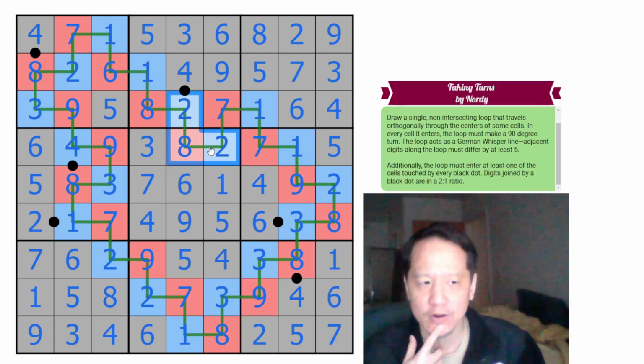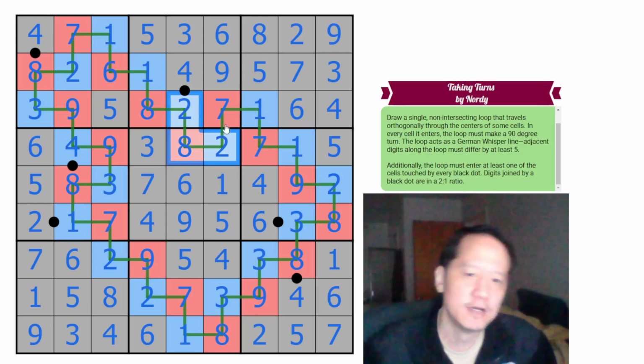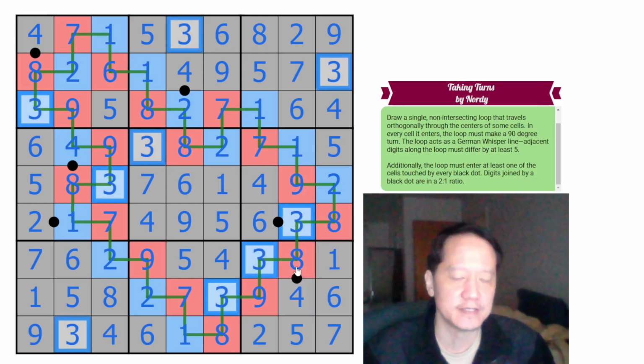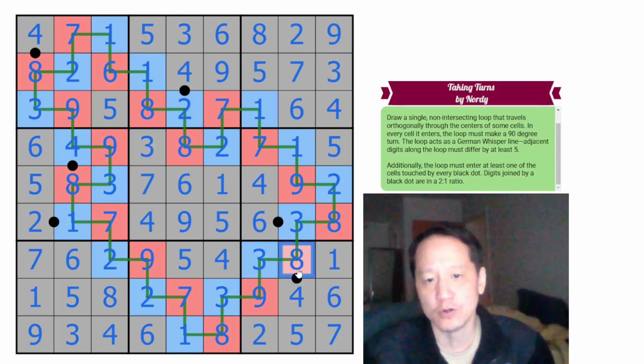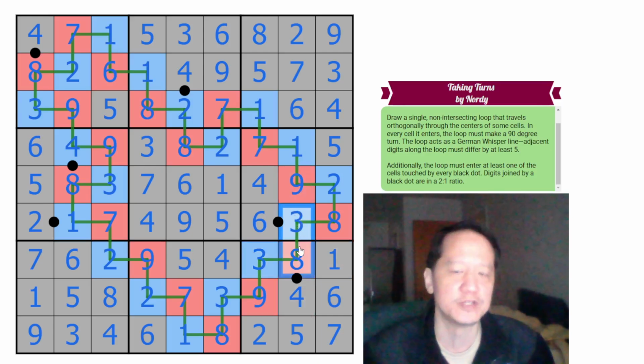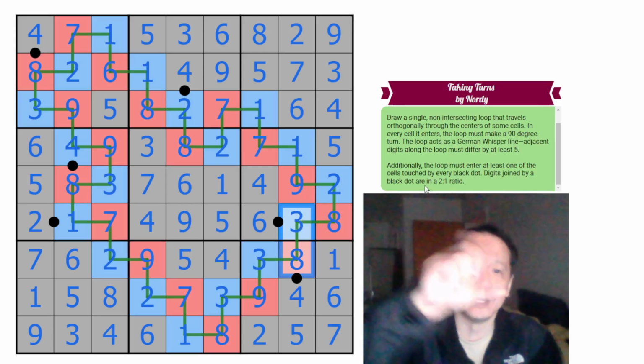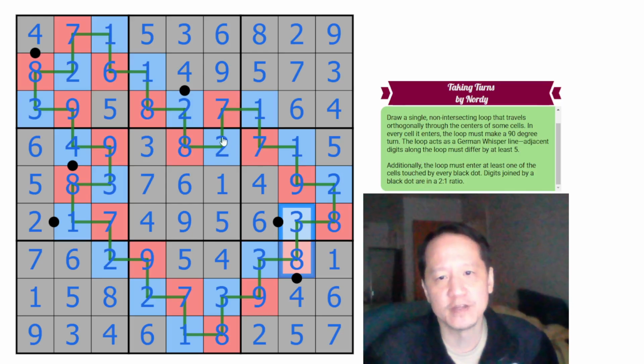Especially with the black Kropke dots, because that means the German whisper loop is limited where it can go once you enter a cell, right? So that was really cool, like this aspect of basically figuring out that these two had to be connected on the loop, because this one was always on the loop. Well, where does it go? Can't cross the black Kropke, so it has to always go this way because it's turning. So a lot of really cool logic, specifically with the turning part of this loop.